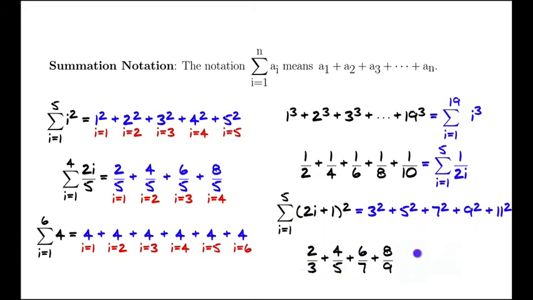So here we have 4 terms, so it's going to be the sum I equals 1 to 4. We have even terms, 2, 4, 6, 8 in the numerator. So for that, we'll use a 2i. And then we have odd terms, 3, 5, 7, and 9 in the denominator. And we can see we can capture that with 2i plus 1. So we'll have a 2i plus 1 in the denominator.